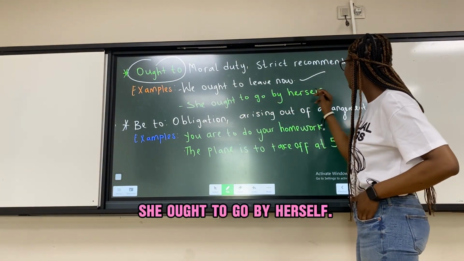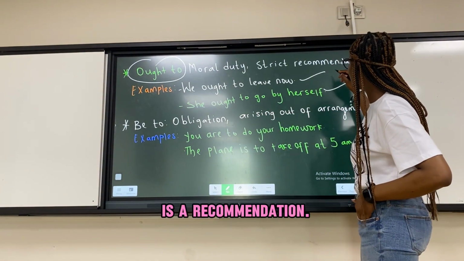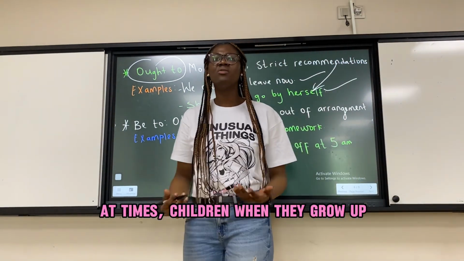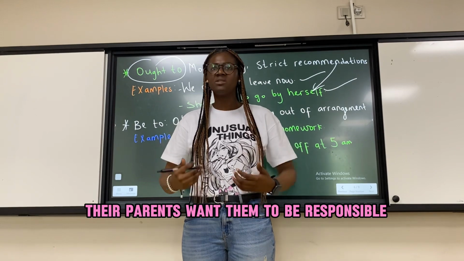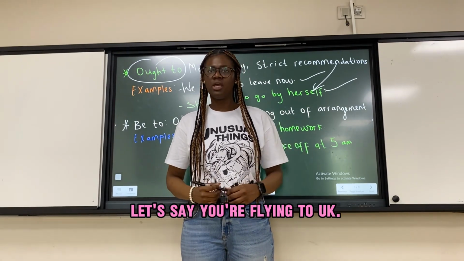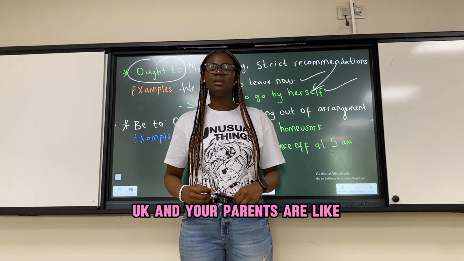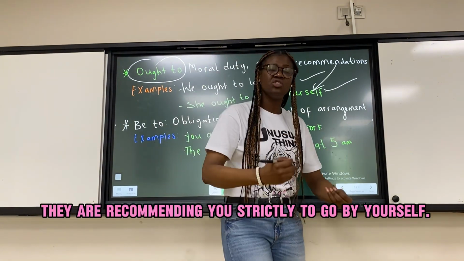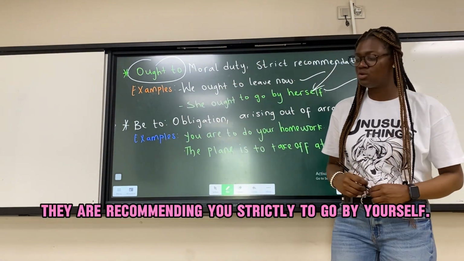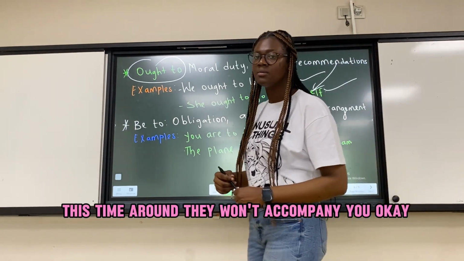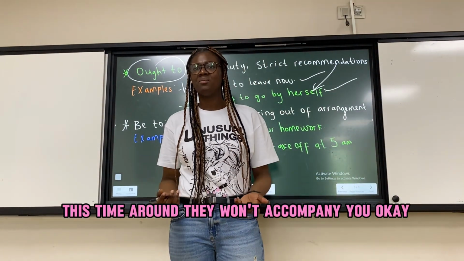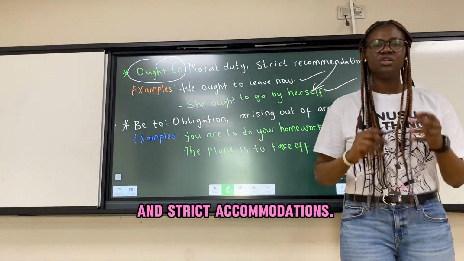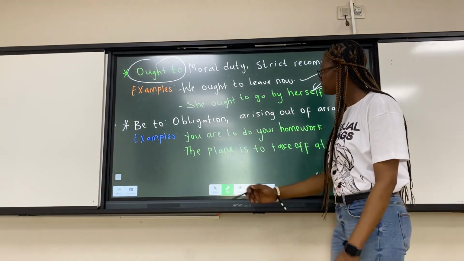She ought to go by herself is a recommendation. At times, children, when they grow up, their parents want them to be responsible. Let's say you are flying to UK, and your parents are like, she ought to go by herself this time around. They are recommending you strictly to go by yourself. This time around, they won't accompany you. Okay? So ought to talks about moral duty and strict recommendations.